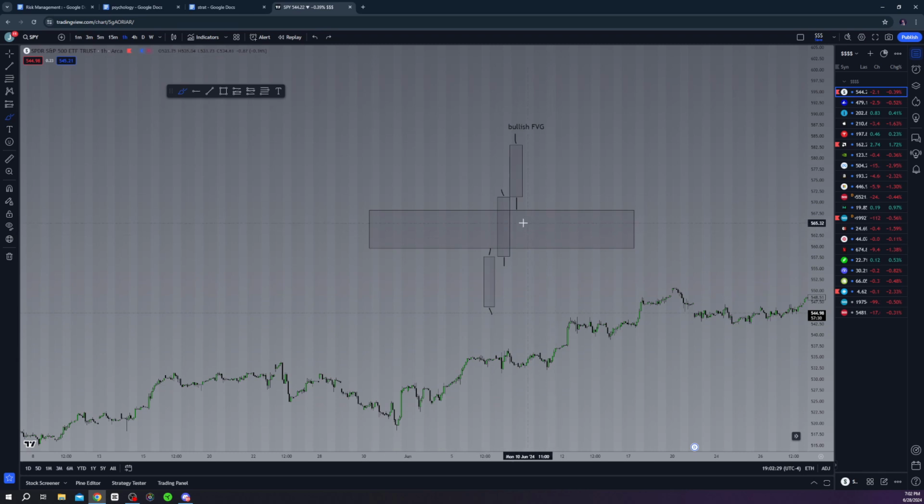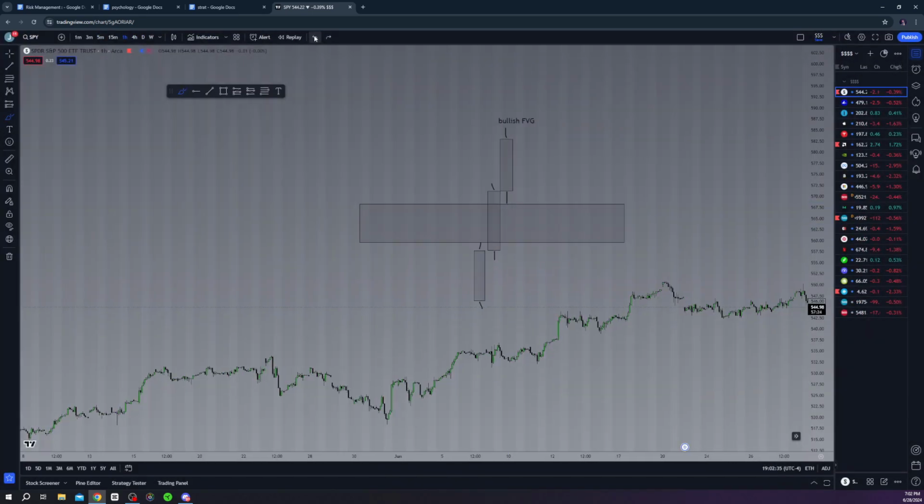So when it looks like this and there are no wicks, do you see how it's simply just a gap? There's nothing inside of here. Nothing. That means it's an inefficiency, and it is called an imbalance or a fair value gap. It is all the same thing for everybody that thinks they're all different terms. This is a fair value gap.